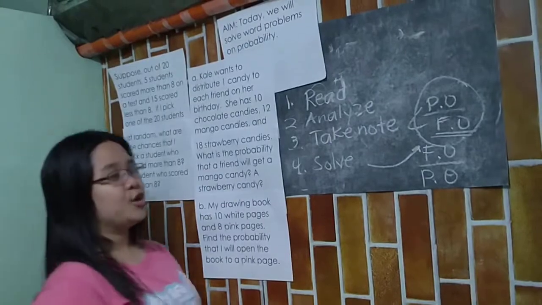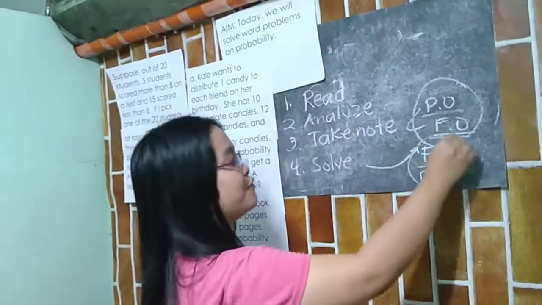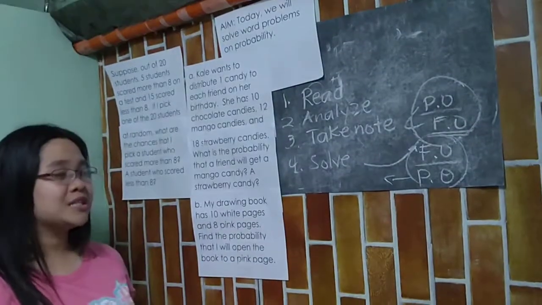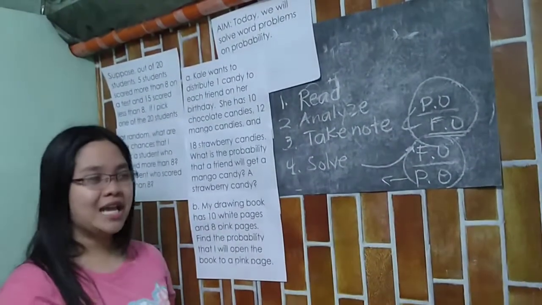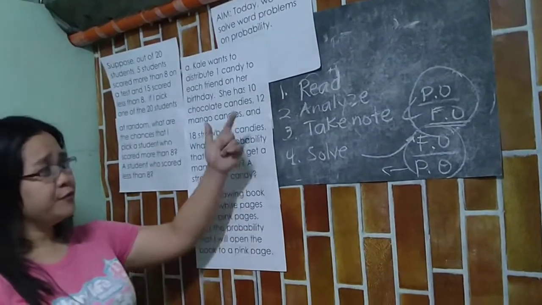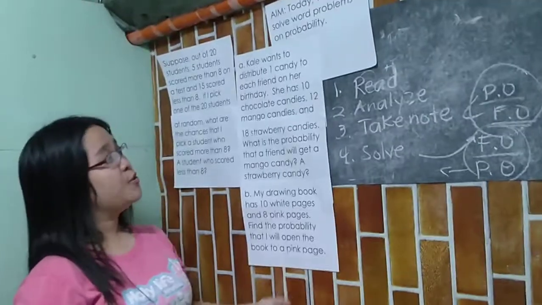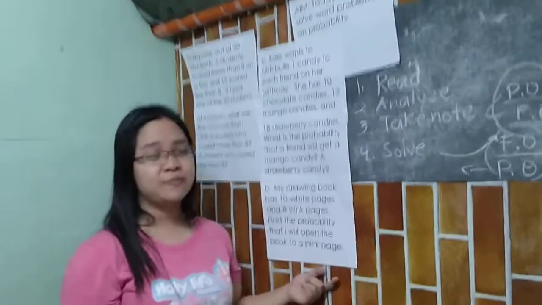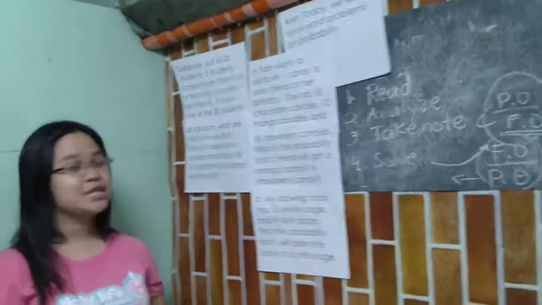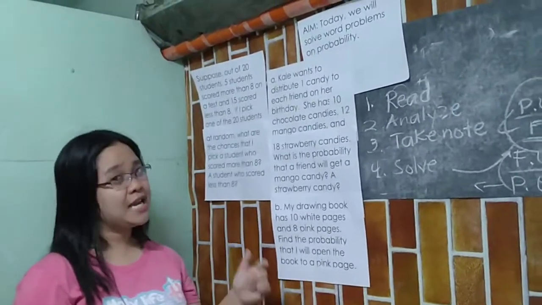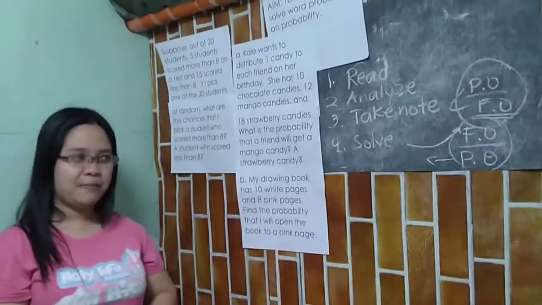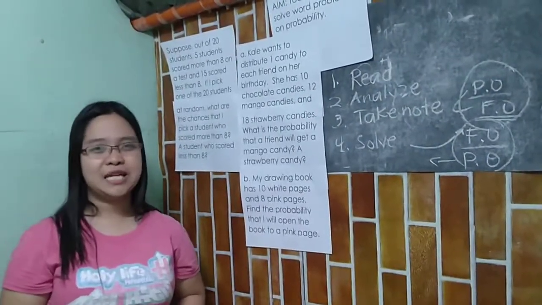And since your answer should be expressed in fraction, it must be simplified in the lowest term if needed only. Okay? So, for this topic, I hope that you understand the concept about probability, and later on, as you encounter word problems like this, you will be able to answer it since you already know what the probability is all about. I hope you learn a lot for today's lesson.